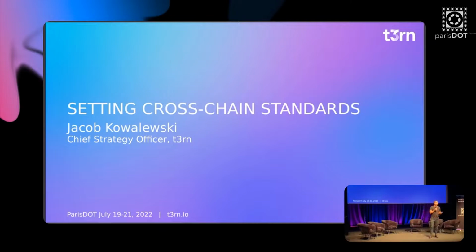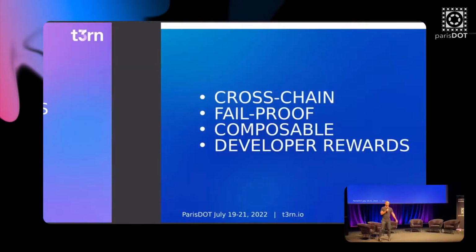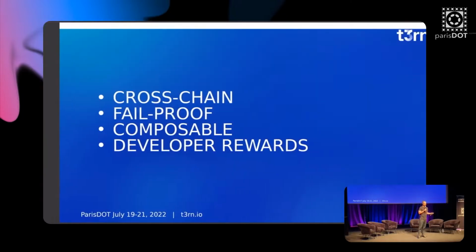For those who don't know about Turn, Turn is a smart contract hosting protocol that allows for cross-chain execution. What's unique about Turn is that we have this fail-proof mechanism built into the protocol itself. What that means is that should a transaction fail at any point during a cross-chain execution, we can revert back the effects that had happened up until that point.